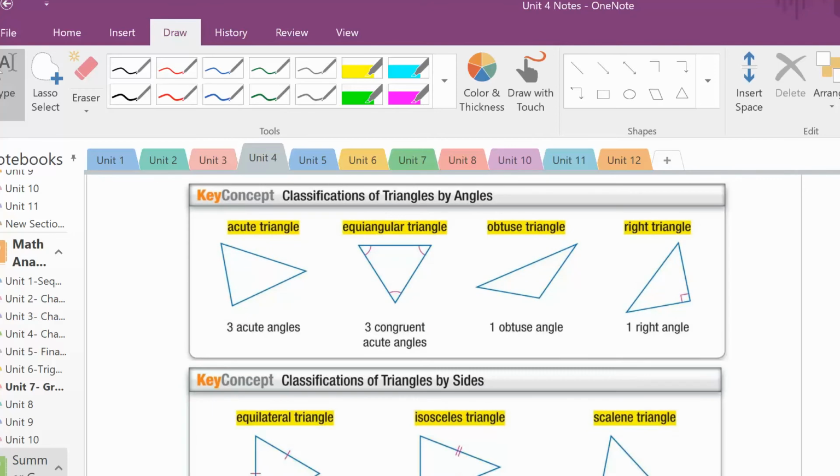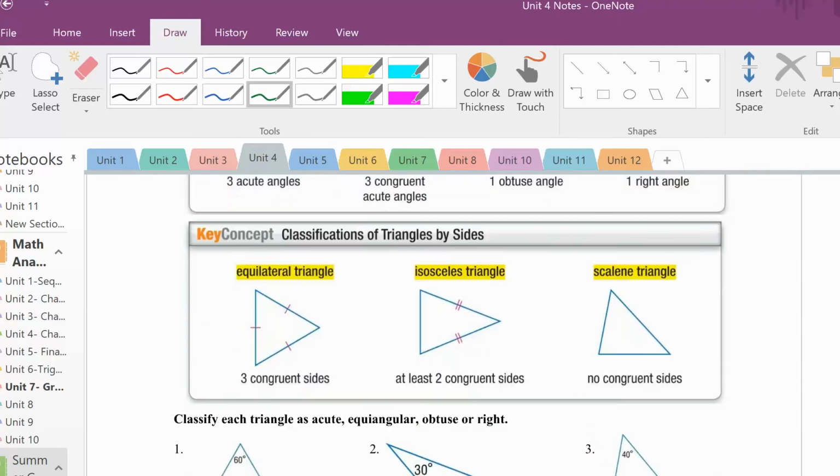So there's a couple ways to classify triangles. You can classify triangles by its angles. If it has all acute angles, you say it's an acute triangle. If it has three congruent angles, then we say it's an equiangular triangle. If it has one obtuse angle, then we say it's an obtuse triangle. And if it has a right angle, we say it's a right triangle.